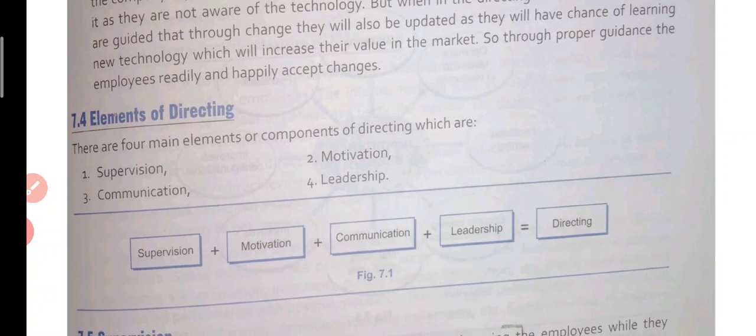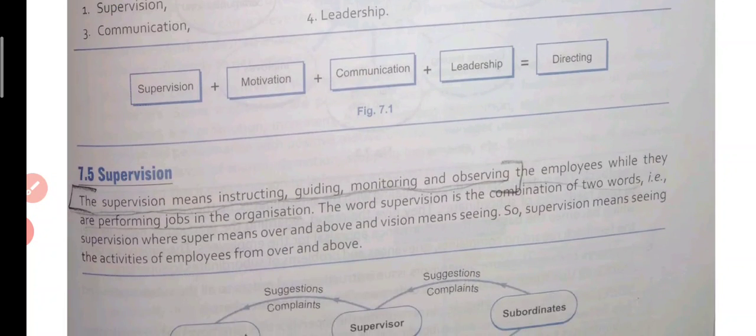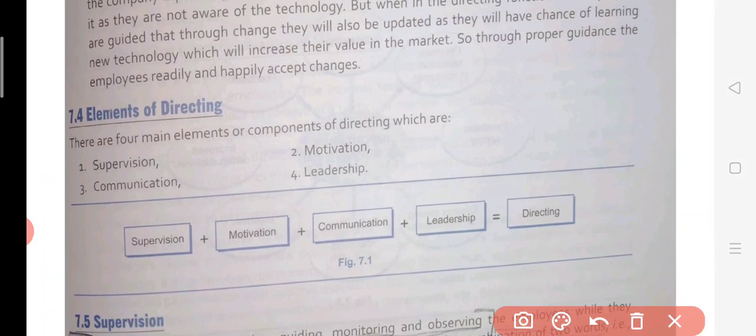Now the elements of the directions. What are the elements of directions? See, there are four elements: supervising, motivating, communication and leadership. This communication part has been reduced from our syllabus. Okay, so still three are left with you: supervision, motivation, and leadership. So you'll have to do this.